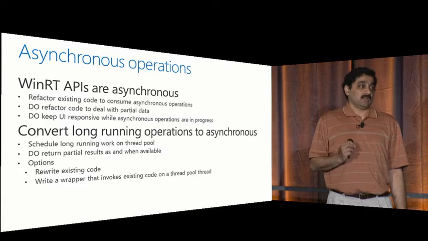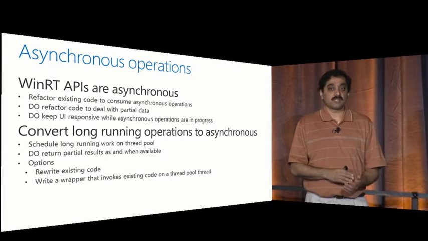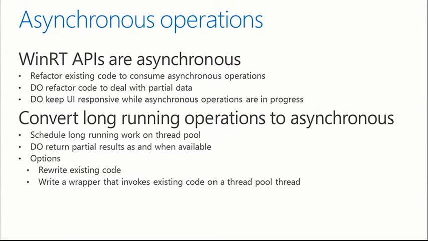This is the big one, asynchronous operations. There are two sides to this one. One is that you are consuming APIs today in Win32 that may not be asynchronous. For example, if you open a file and start reading, you can do it asynchronously, but most people read these files synchronously. So now the thing to think of is, can your app handle asynchronous operations?